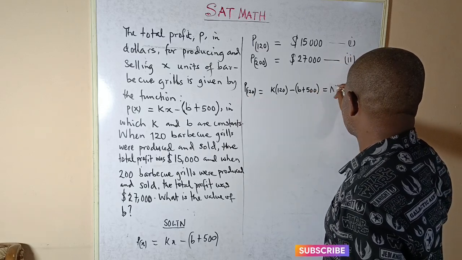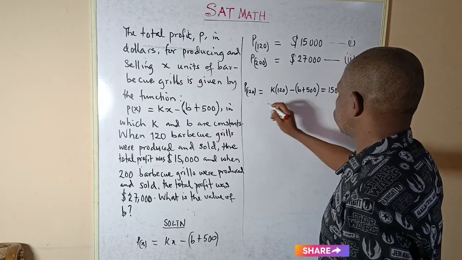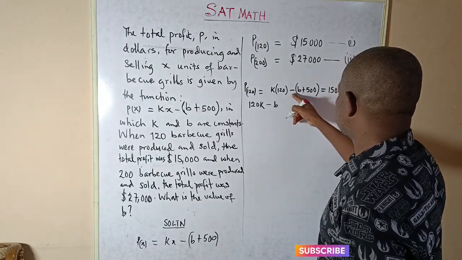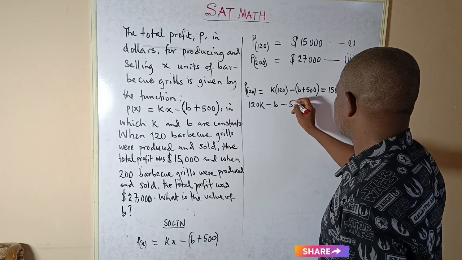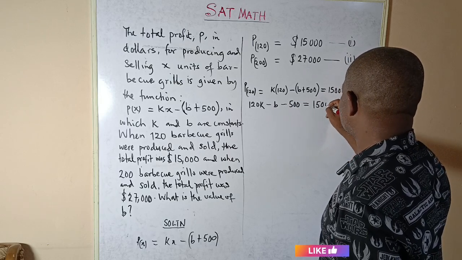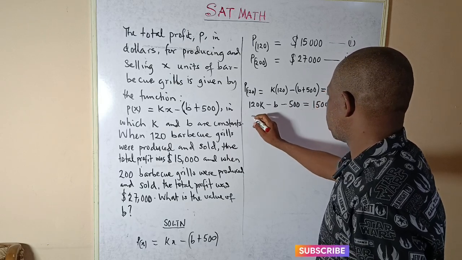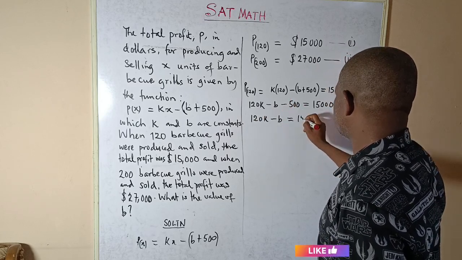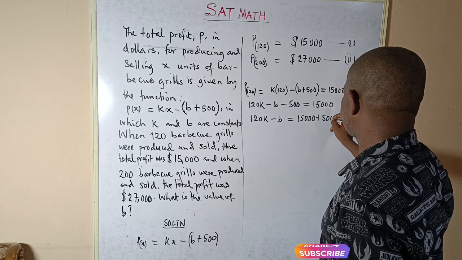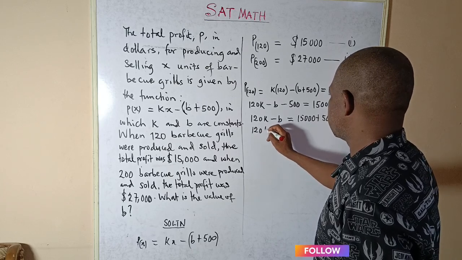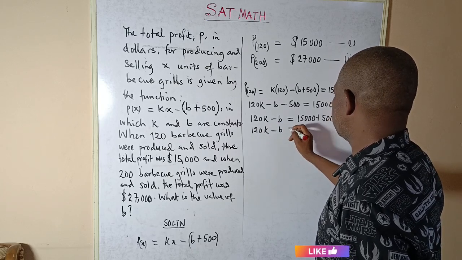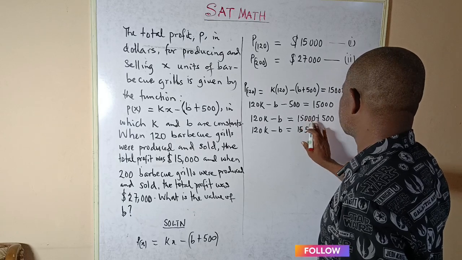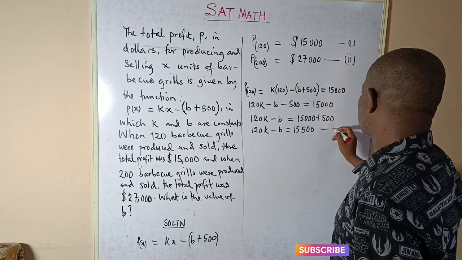and P(100), the profit for 100 units, is 15,000. We work on this, we'll have 100K, minus times B will be minus B, minus times 500 will be minus 500, equals 15,000. We further work on this, we'll have 100K minus B equals 15,000 plus 500. So that becomes 100K minus B equals 15,500. That's our modified equation 1. So let's call that 1A.